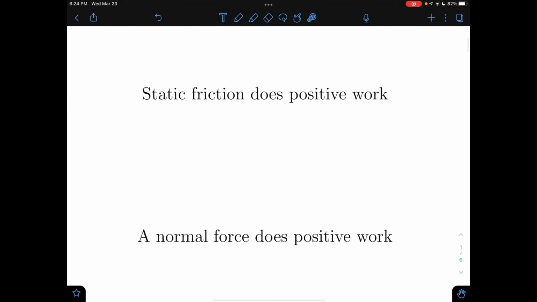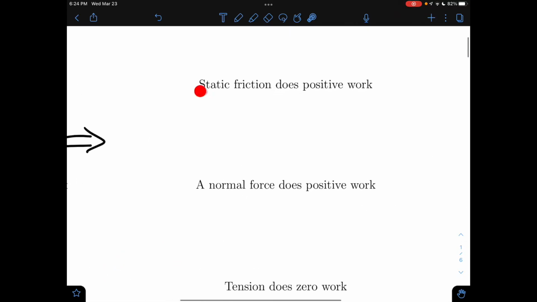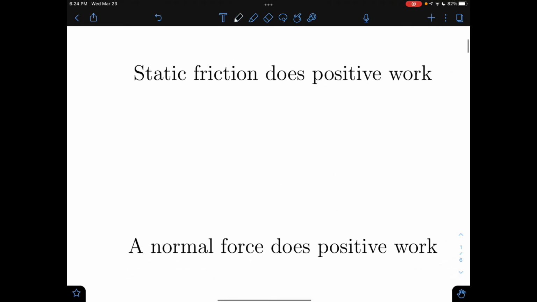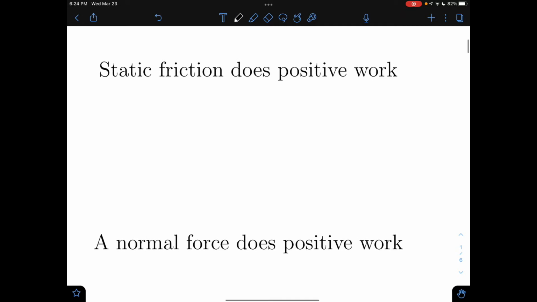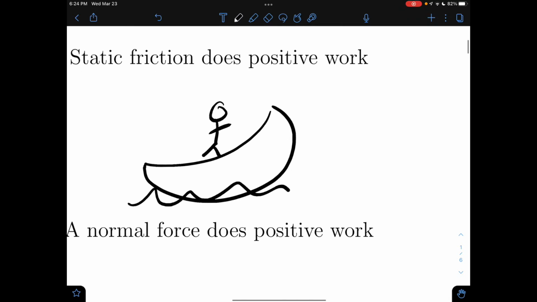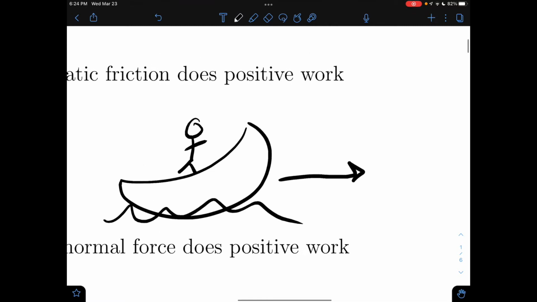Now we think about static friction doing positive work. And again, static is when something's not moving. And if something's not moving, it means our displacement is zero, which means our work should be zero. But again, this is only static relative to the thing applying the motion to it. So if I'm just standing on a boat in the middle of an ocean, here's my boat, and I'm standing on it, there I am, in the water, the boat's going to be moving this way. I'm going to be moving with the boat.